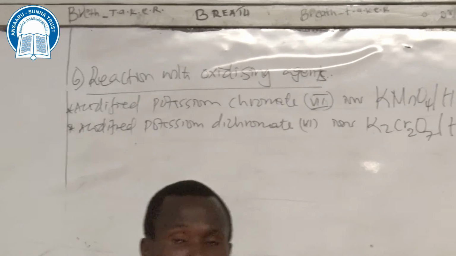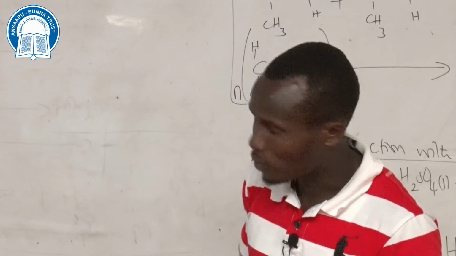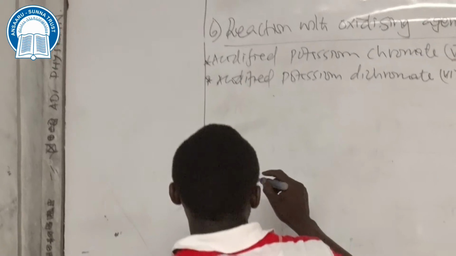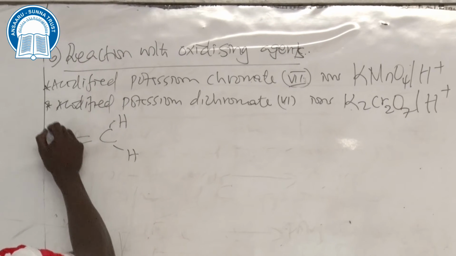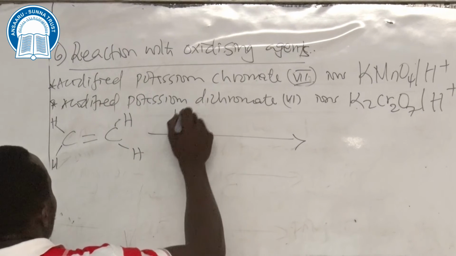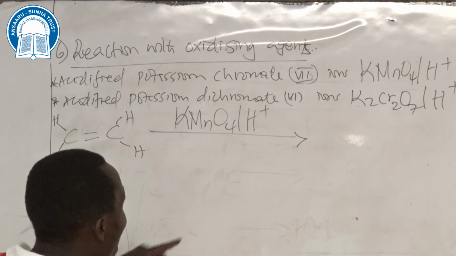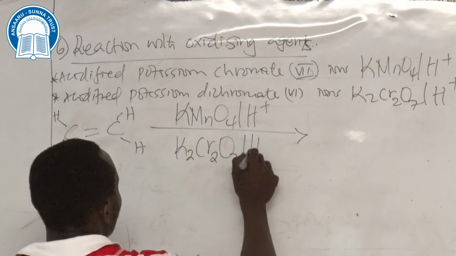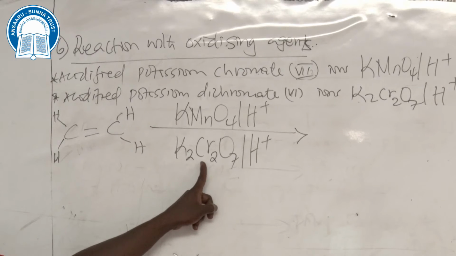Those are the oxidizing agents that we are going to use. So the reaction is referred to as oxidation reactions, and alkenes are going to be oxidized to alkanols. For example, if we have ethene, with hydrogen, hydrogen, hydrogen, hydrogen, we are adding an oxidizing agent, which is acidified KMnO4, or we can also use K2Cr2O7. So we can use either of these as an oxidizing agent.